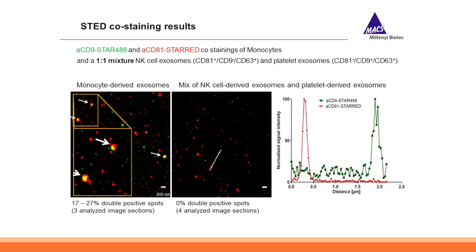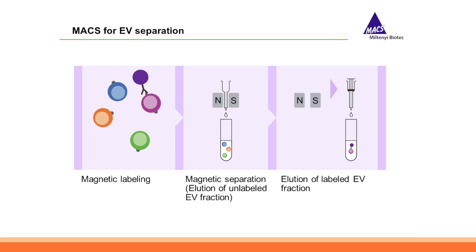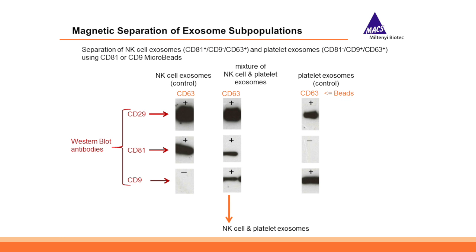But of course, for downstream analysis, it would be nice to be able to separate these exosomes. And therefore, we tried our MACS technology, and we're using specific antibodies to label an exosome subpopulation, and then we can separate this subpopulation on a magnetic column from the other exosomes and enrich the exosome subpopulation of interest. And as a proof of principle, we again used our NK and platelet exosomes, so you know this example now very well.